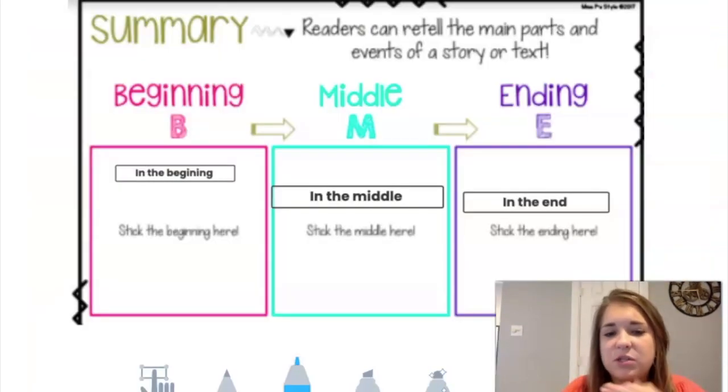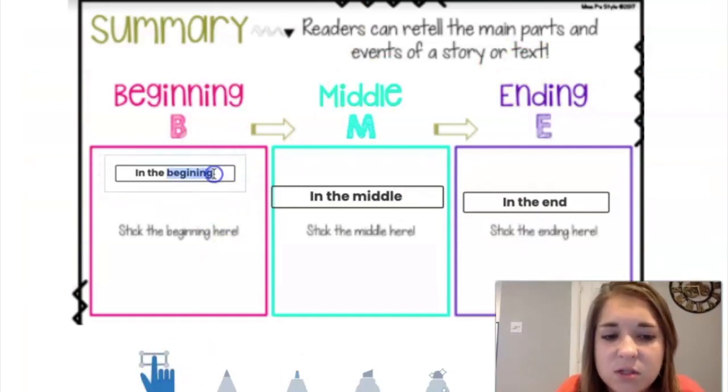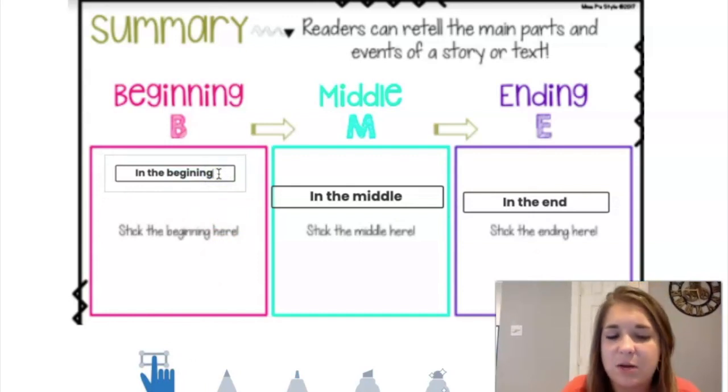So now that I've retold my story across my hand, I can take what I just told myself and put it into my sticky note summarizing mat. So in the beginning, I always start with a sentence stem so that I have a complete sentence, and my characters and settings should always be talked about in the beginning along with what happened first in the story.